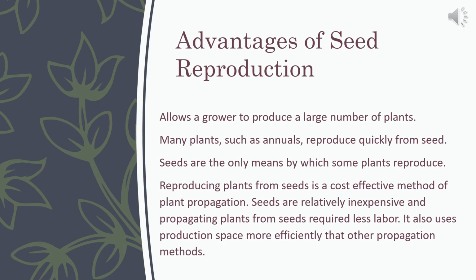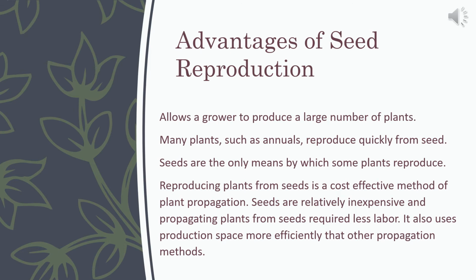So as I said, annuals reproduce quickly from seed because that's what they've evolved to do. And there are some plants that only reproduce by seeds. If you have ever grown a squash or a zucchini plant, you might know that none of those tissues would be good for asexual propagation. So really the only way to do it is from seeds. This is also a cost-effective method of propagation. For the most part, and there's always exceptions, seeds are somewhat inexpensive and propagating from seeds requires less labor.